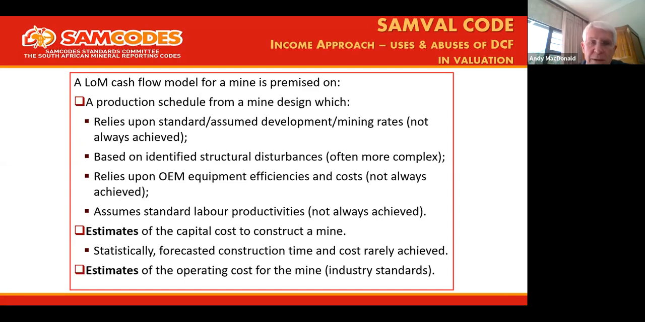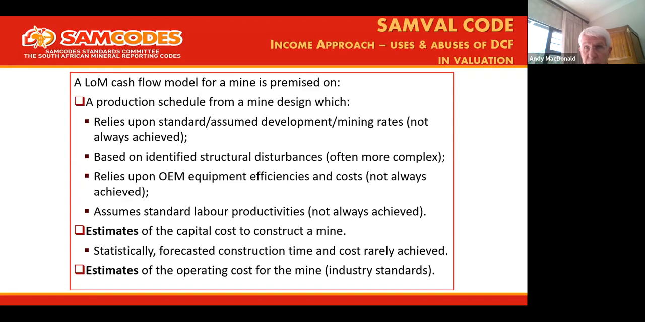In some instances, the parameters are based on the original equipment manufacturer's supplier equipment efficiencies and costs, and those may be achieved initially when the equipment is new, but with time it doesn't happen. Again, depending on the nature underground and the mining conditions, that could also impact the extent to which those are achieved. Then in building up production schedules, you assume standard labor productivities, and those are not always achieved either. Then the next one is the estimates of the capital cost.